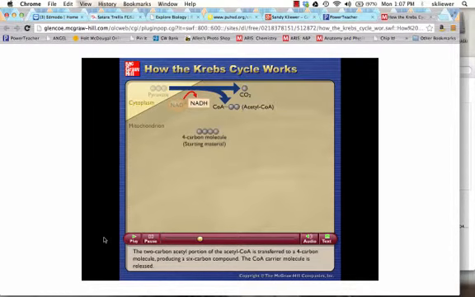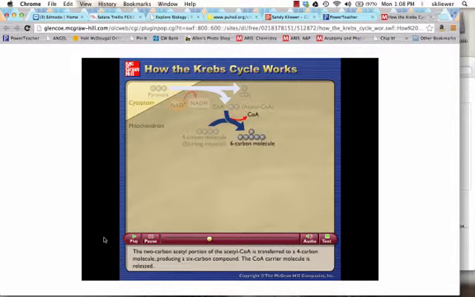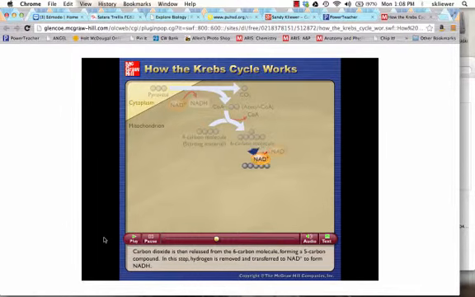The 2-carbon acetyl portion of the acetyl-CoA is transferred to a 4-carbon molecule, producing a 6-carbon compound. The CoA carrier molecule is released. Carbon dioxide is then released from the 6-carbon molecule, forming a 5-carbon compound. In this step, hydrogen is removed and transferred to NAD+ to form NADH.